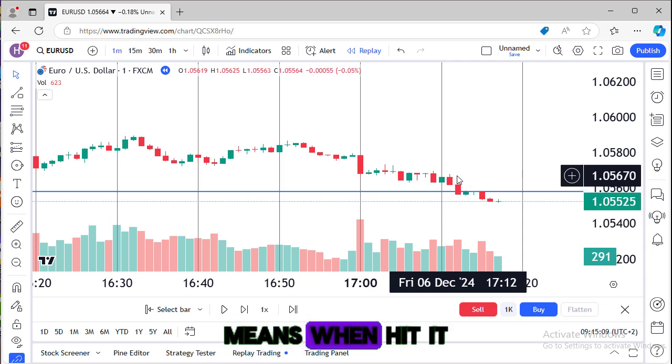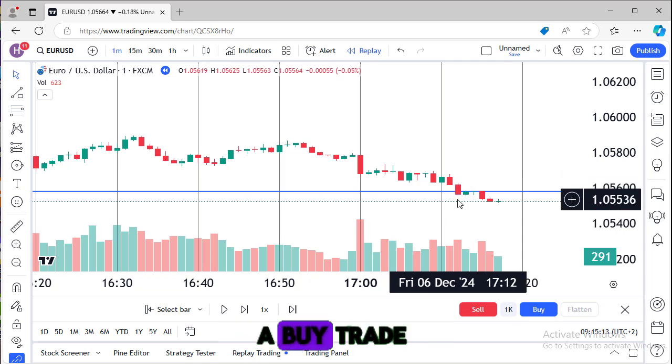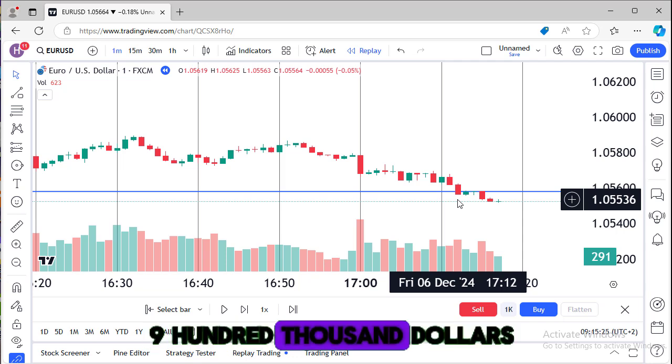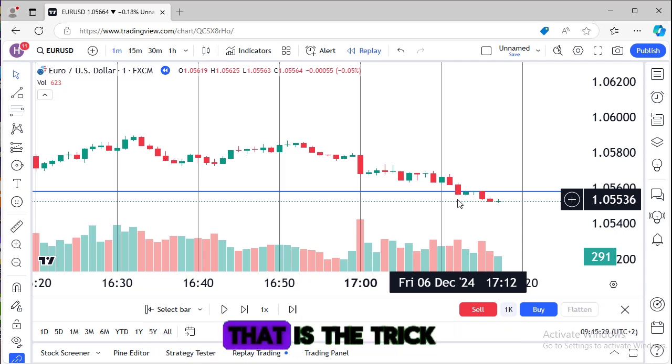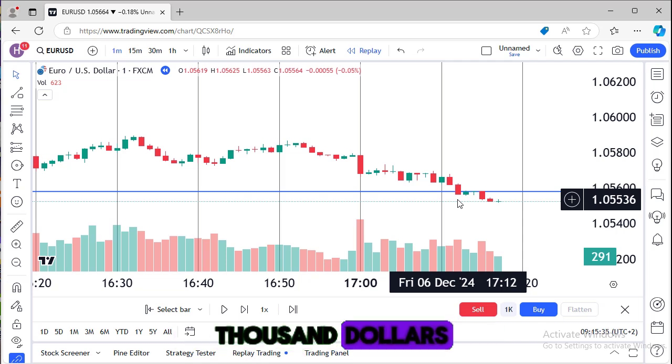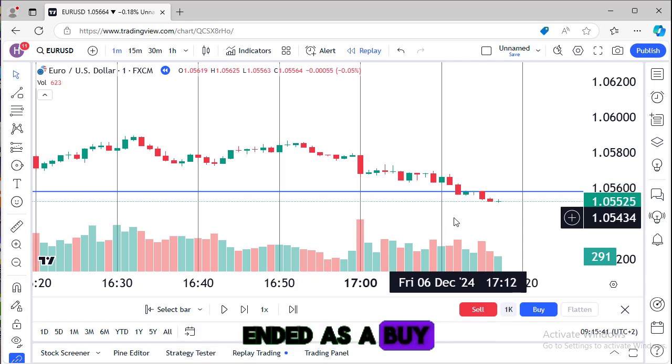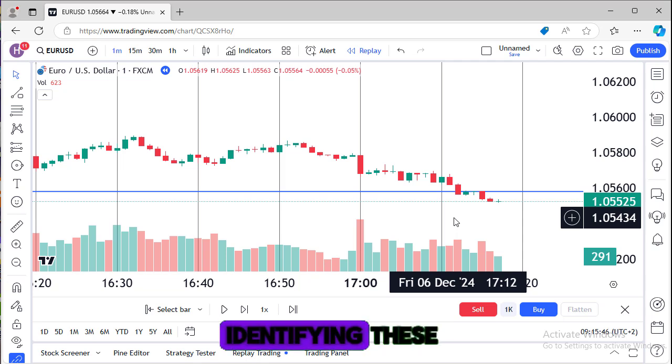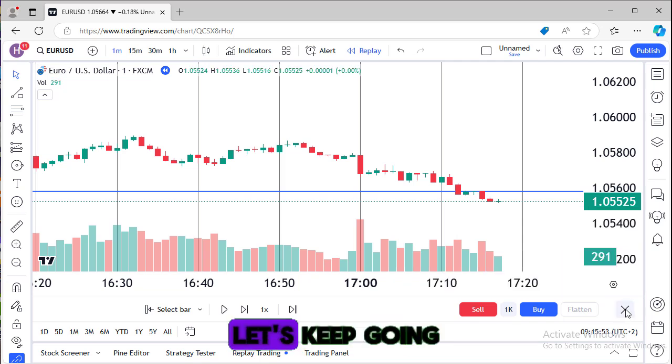So meaning this minute when it hit it, if you placed a buy as soon as that minute was ending, even if you had put $1 million in a binary trade, you would have made $900,000 in the next minute. That is the trick. You'd have made $900 and something thousand in the next minute if you had placed a buy, because the next minute ended as a buy. This is how you use binary to make a lot of money, identifying these turning points. Hope you're getting this.